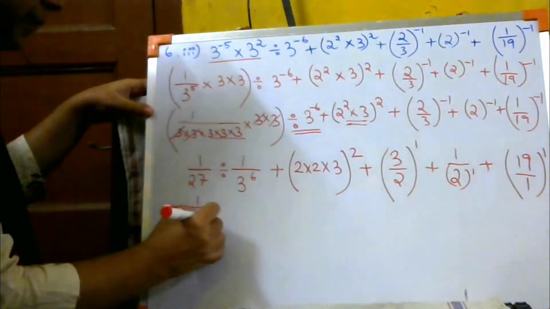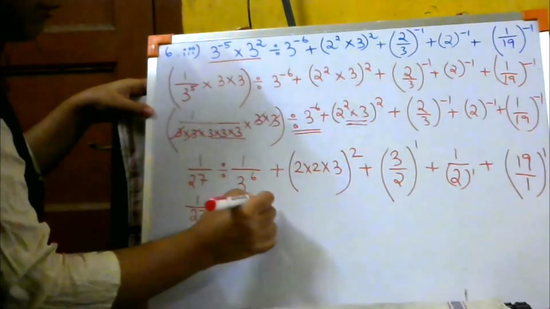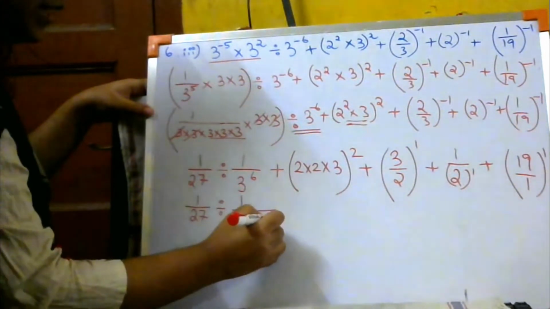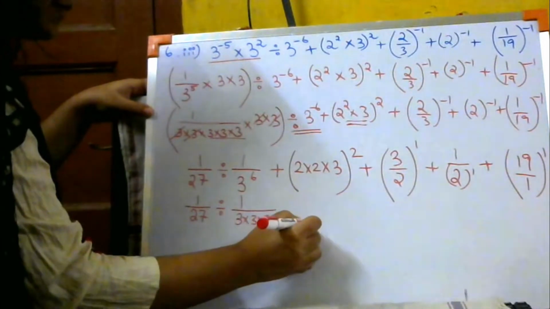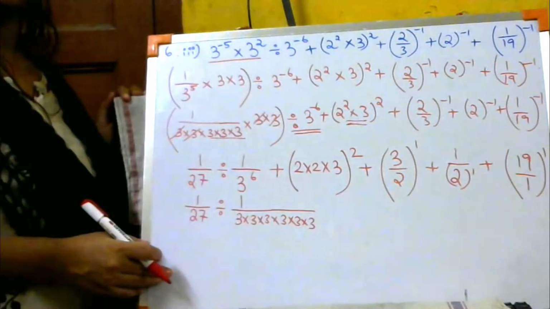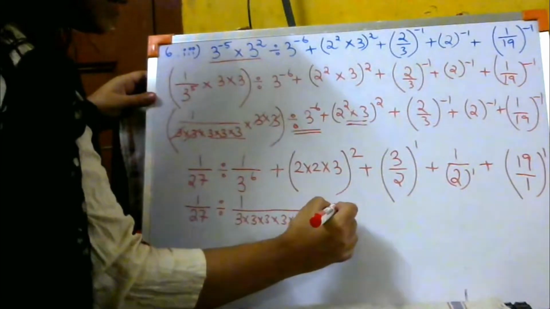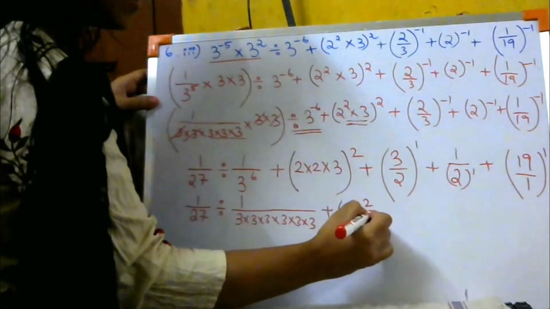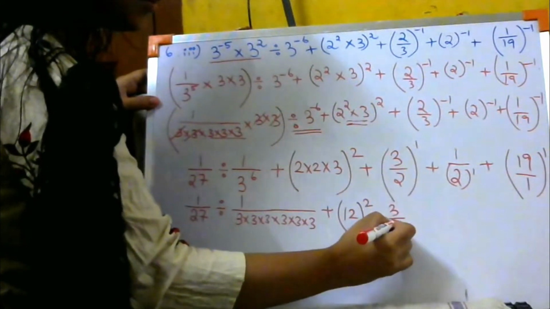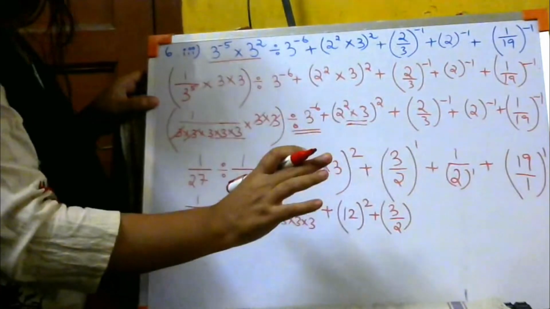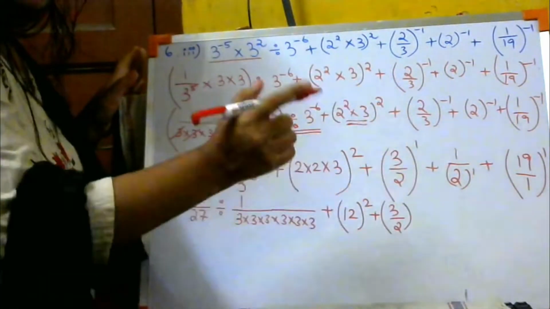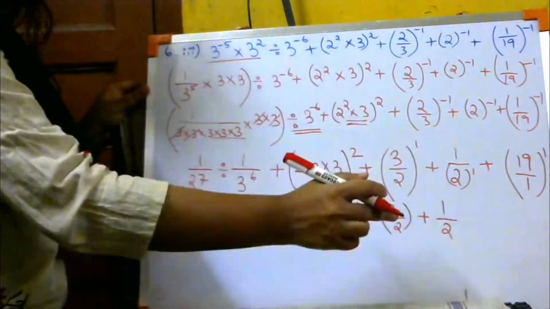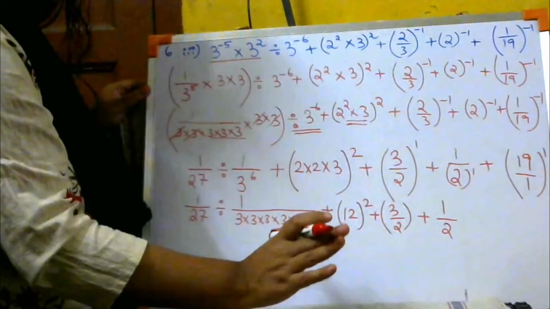1 by 27 division 1 by 3 to the power 6 मतलब कितना बार 3 रहेगा? 6 बार. 3 into 3 into 3 into 3 into 3 into 3. 6 times 3 is over here. Okay? Plus inside this bracket 2 2s are 4, 4 3s are 12. 12 whole square. Plus यहाँ पे जैसे वैसे रहने दो 3 by 2 और 1 नहीं लिखने वाले. 3 by 2 to the power 1 मतलब 3 by 2 एक ही बार. So now plus 1 by 2, 2 to the power 1 मतलब एक ही बार 2. So 1 by 2. ठीक है?